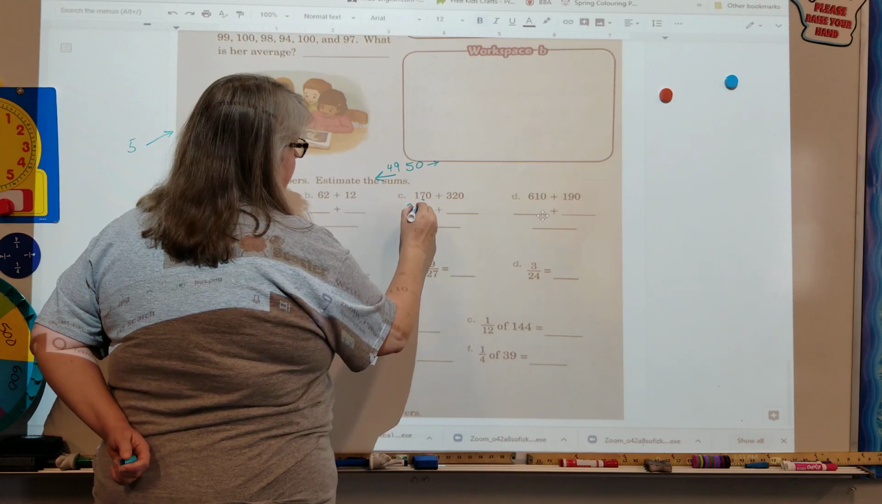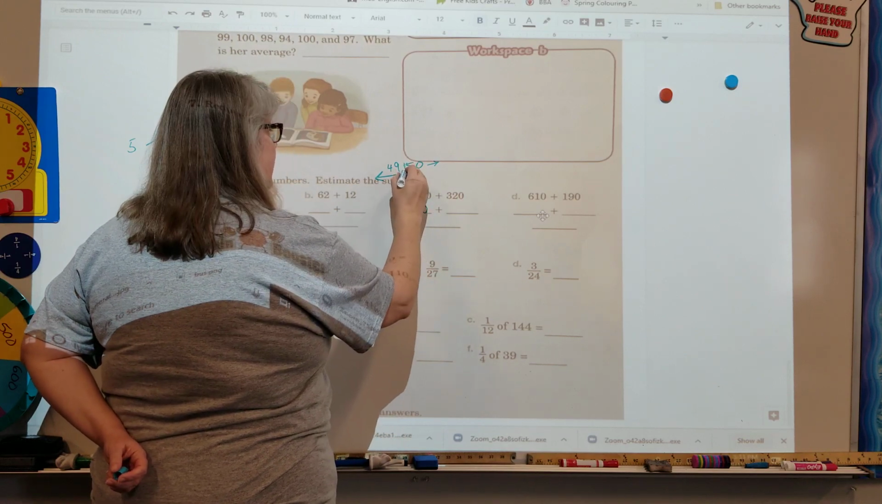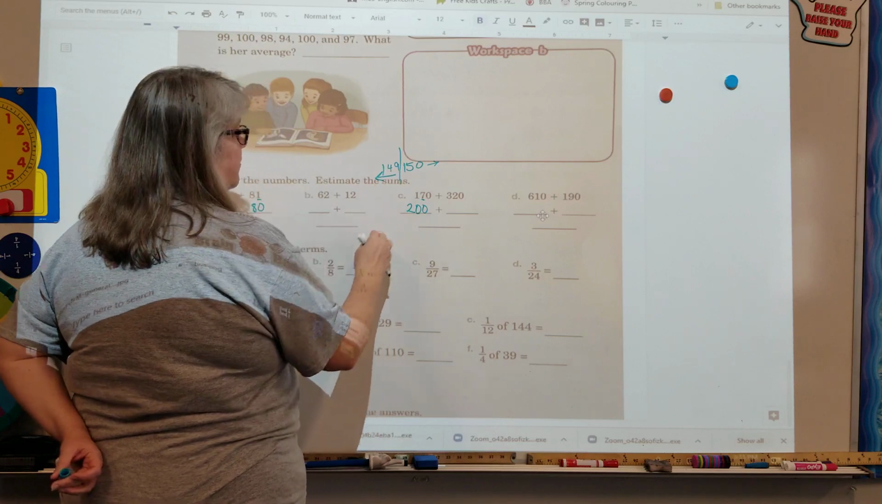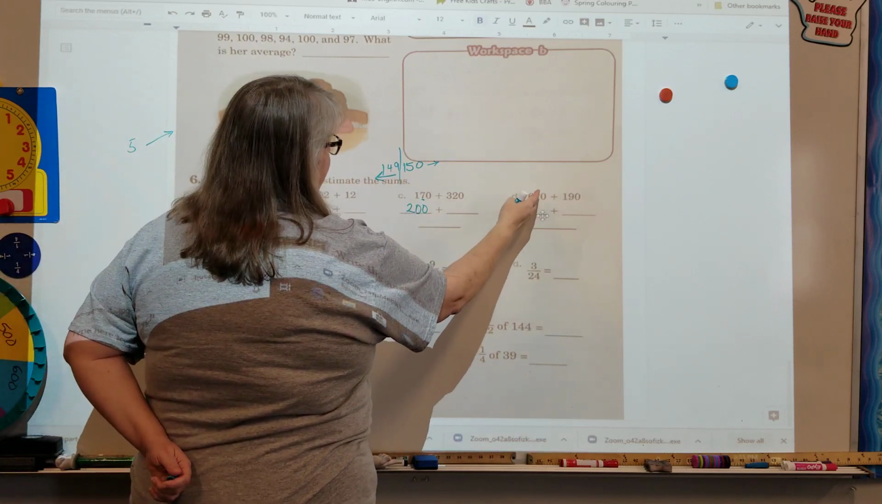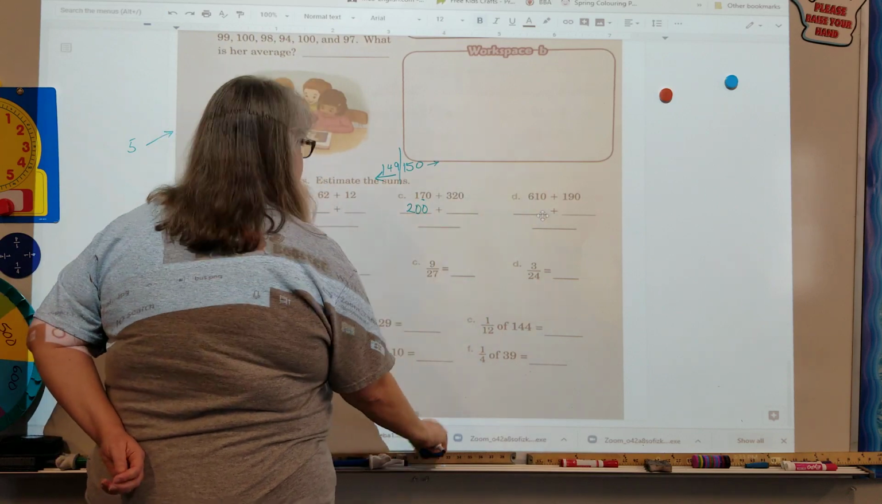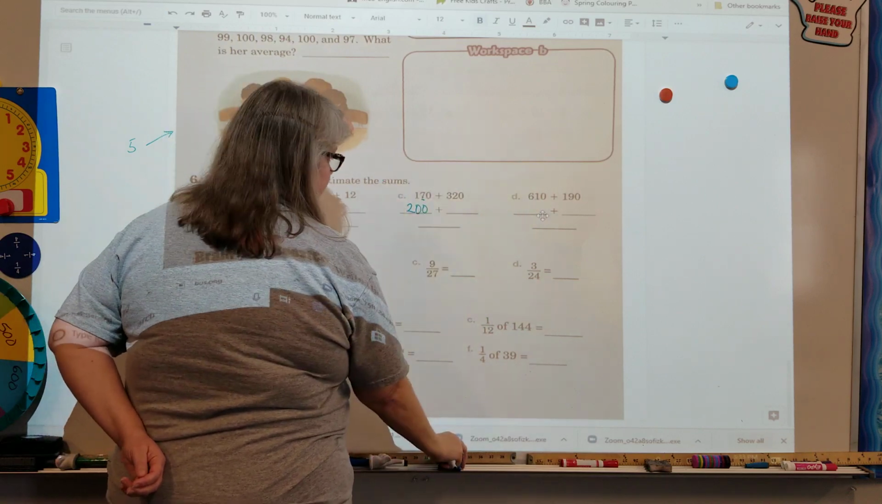So it's going to be 200 because 150, since it's rounded to the nearest 100, actually goes up. Or if it was like 750, anyway, it's going to bring another 100. The 5 is the key.